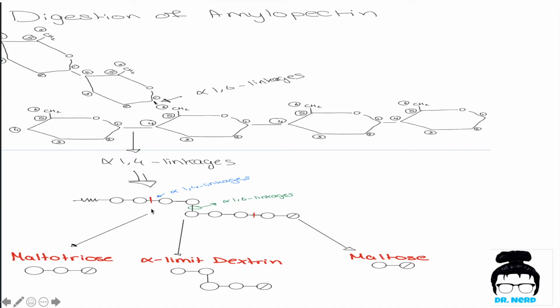Or two cuts, an alpha 1,4 linkage here and an alpha 1,4 linkage here, and you'll get the alpha limit dextrin, which is the main product of digestion of amylopectin. Only amylopectin can give alpha limit dextrin because it has one different feature from amylose, which is the alpha 1,6 glycosidic bond, which I labeled here. I hope it's clear. As you can also tell, there is no glucose. It's only multiple glucose monomers, which is maltotriose, alpha limit dextrin, and maltose.